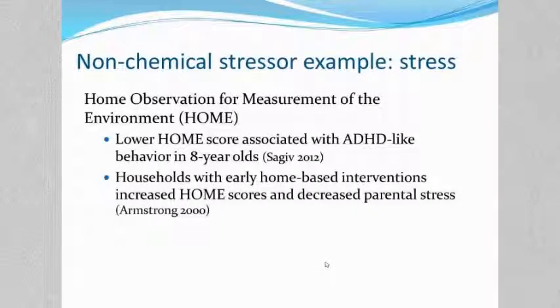And then you can look at other risk factors. Just as one example of a non-chemical stressor that we thought was indicative of psychosocial stress, we looked at the Home Observation for Measurement of the Environment, or HOME score, which has been shown epidemiologically to be associated with ADHD-like behavior and is somewhat of a proxy for parental stress.